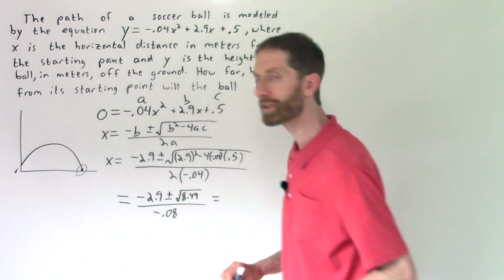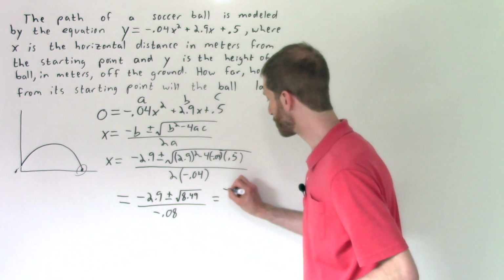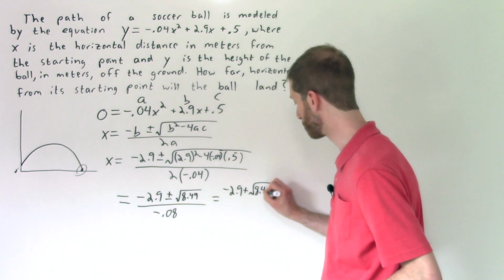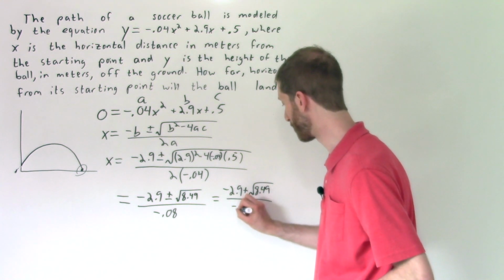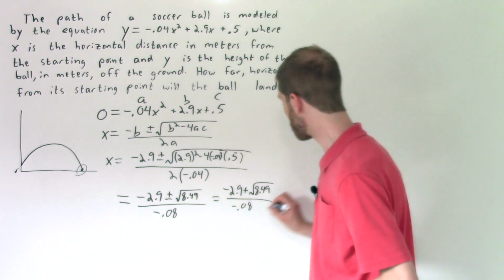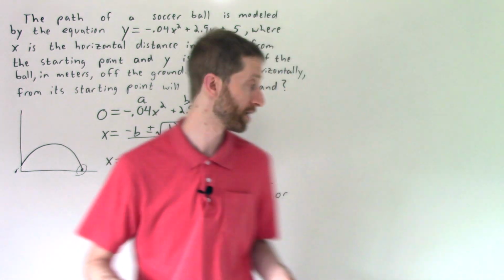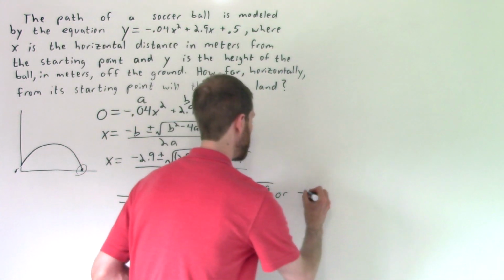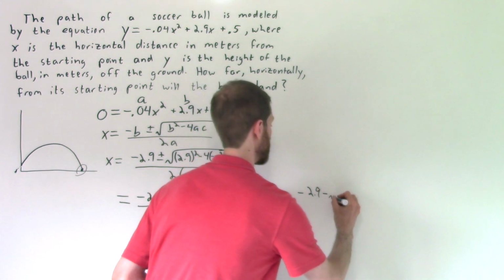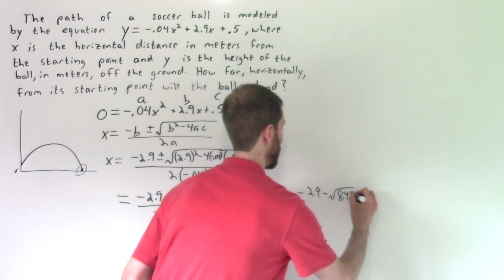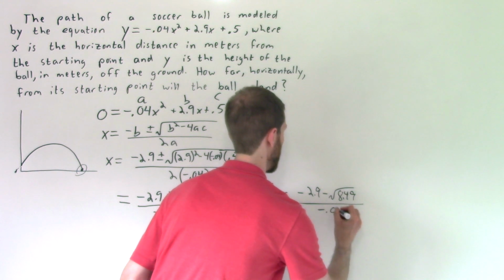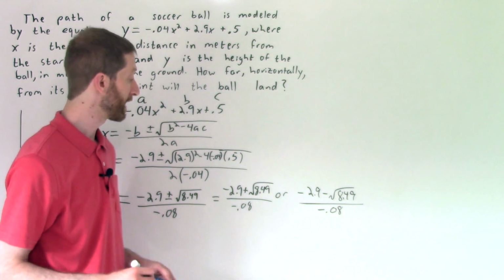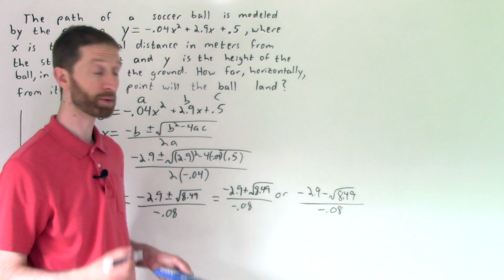Okay, so now this gives us 2 answers. It gives us negative 2.9 plus the square root of 8.49, all over negative 0.08. It also gives us, the plus or minus part, negative 2.9 minus the square root of 8.49, all over negative 0.08. Okay, so now here's the thing. We should do both of these and see which one gives us the sensible answer.